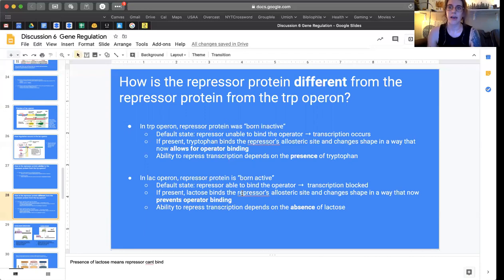So now when we add lactose, it's going to take that repressor protein that's already bound to the DNA and make it fall off the DNA. So essentially, now transcription can occur whenever we add lactose. So essentially, the ability to repress transcription depends on the absence of lactose. So we can see how these are kind of opposites of each other.